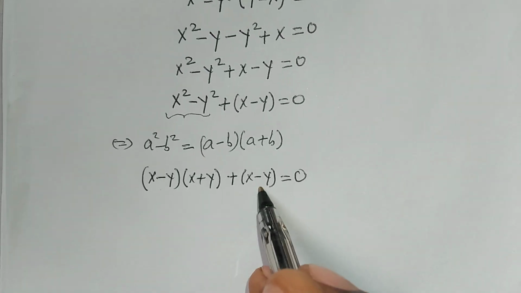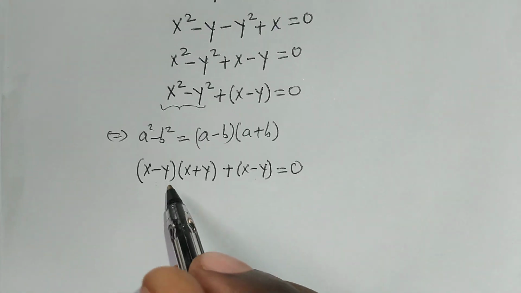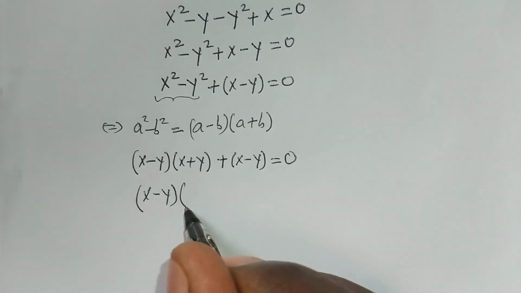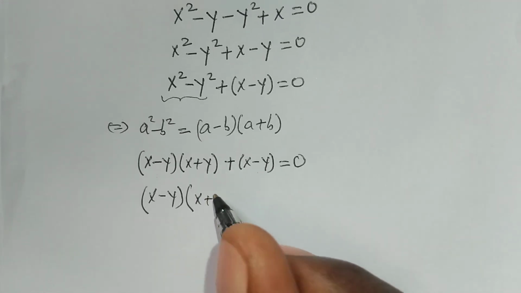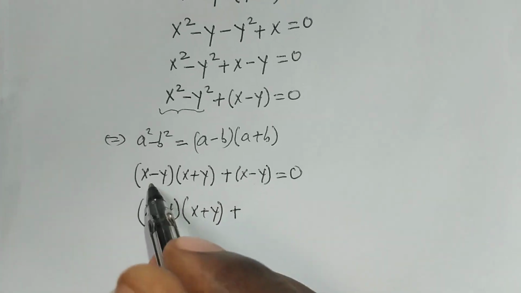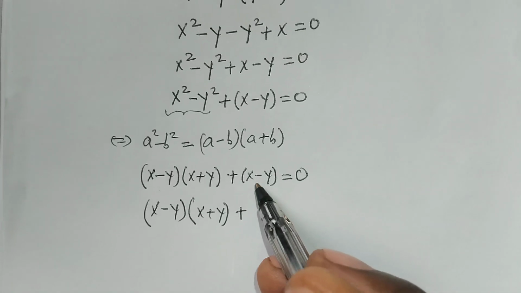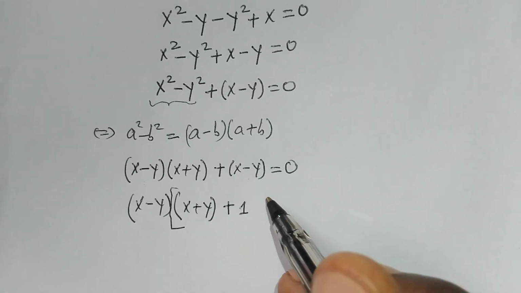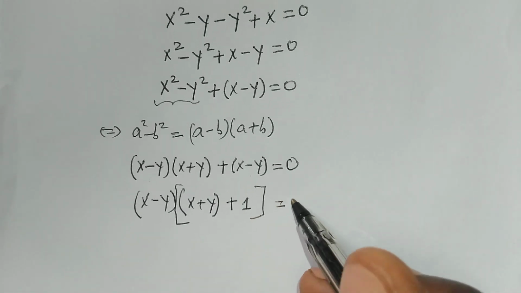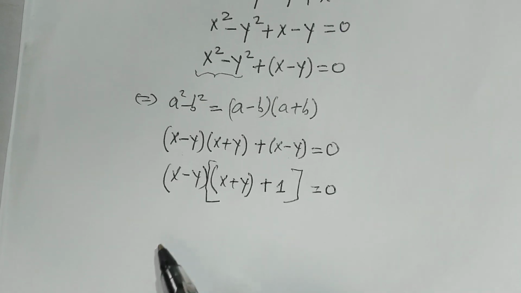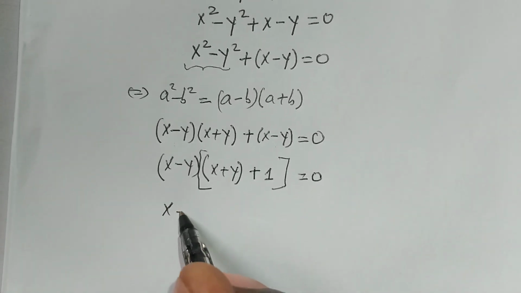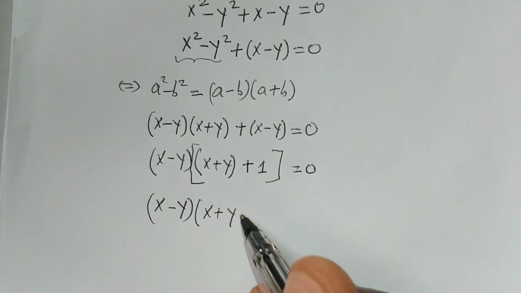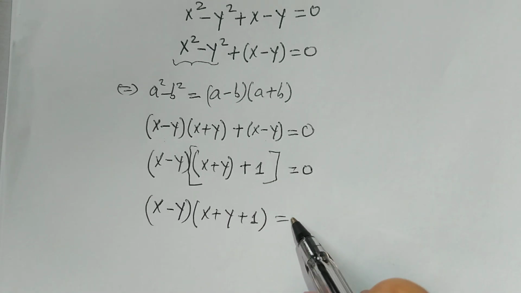Here we have the common factor x minus y, x minus y. Here we have x plus y, and x minus y divided by x minus y is equal to 1, like this, which is equal to 0. So x minus y, x plus y plus 1 equal to 0.